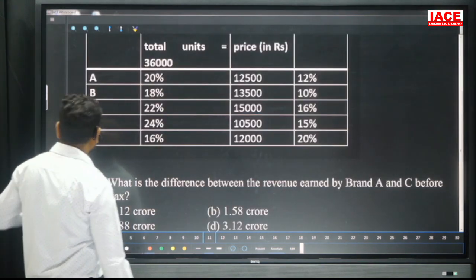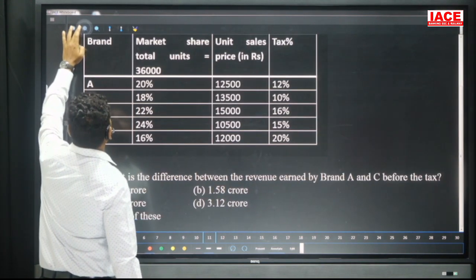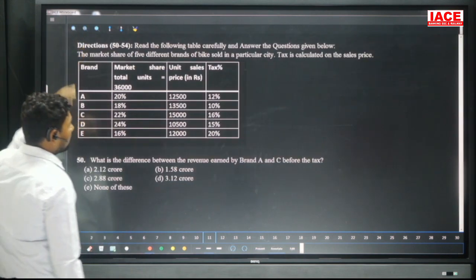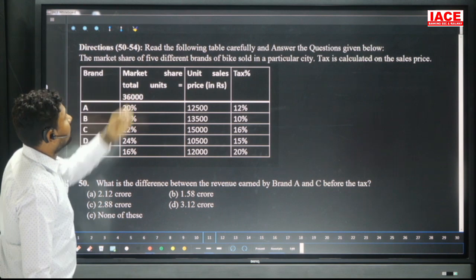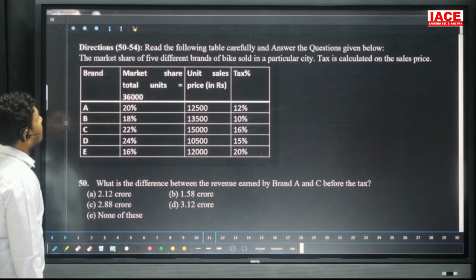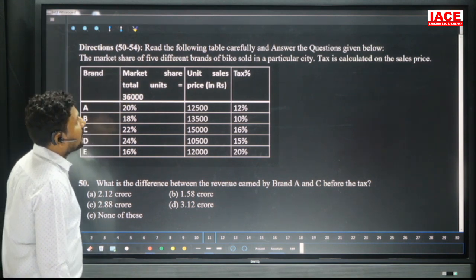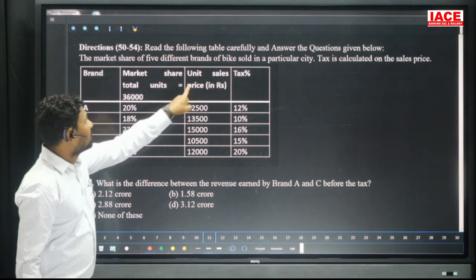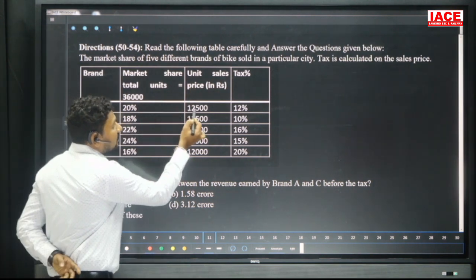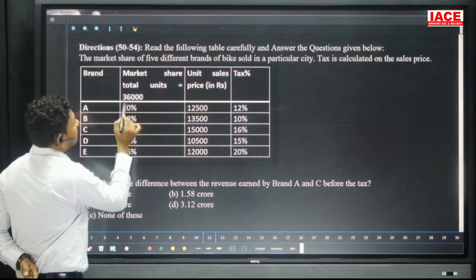Next we have a data table, so based on this table data we are going to solve the questions. Read the following table carefully and answer the questions. The market share of 5 different brands of bikes sold in a particular city. Tax is calculated on the sales price. So, this is unit sale. Each bike value is 12,500. How many total bikes are there?